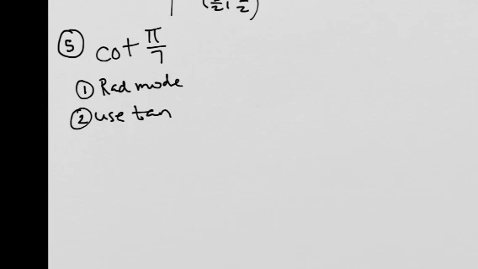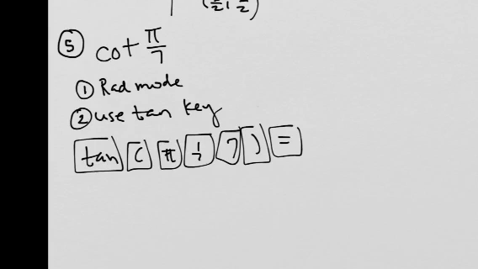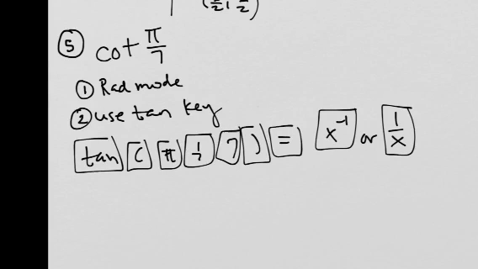tangent on the calculator. So you hit tangent, left parenthesis, pi divided by 7, close parentheses, equals, and that's going to give you tangent of pi over 7. To get cotangent, you need the reciprocal key. I don't know what calculator you're using, but some have this key, some have this key. So whatever it is, you click on that button, and on some calculators you have to press the equal sign afterwards, some you don't. Okay?